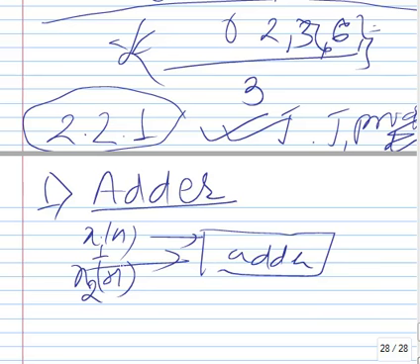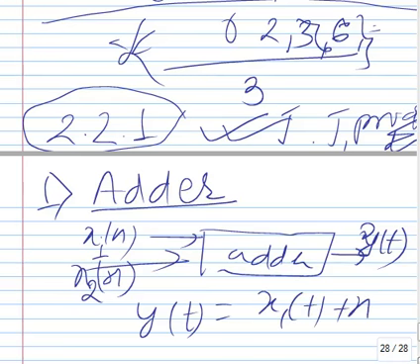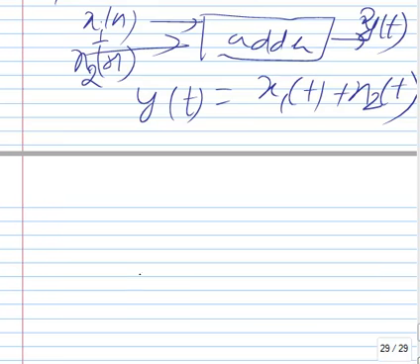A system may take many inputs and may give many outputs. So this is taking two inputs x1 and x2. In this case it is giving only one output y(t). Since this is an adder, it adds x1(t) plus x2(t).